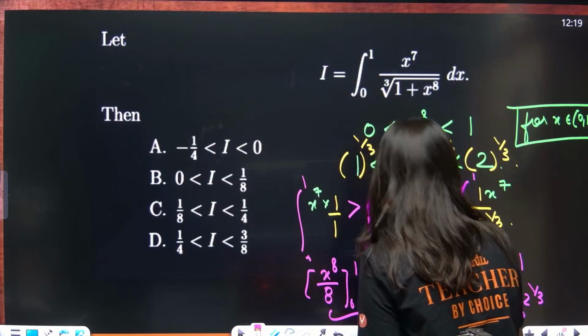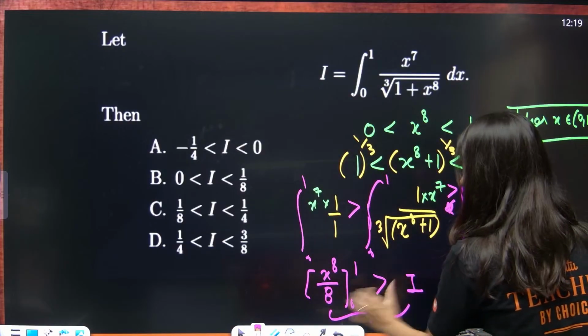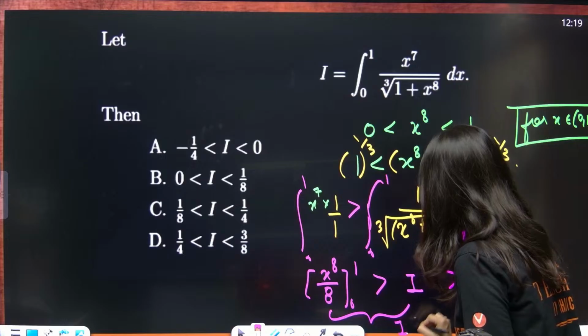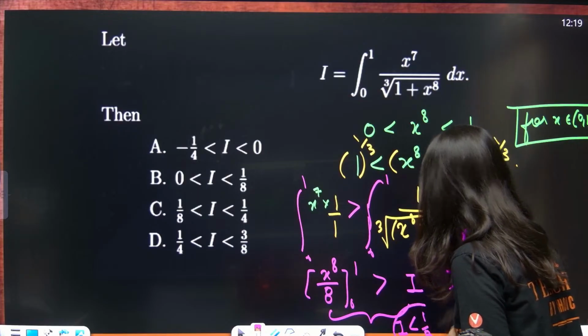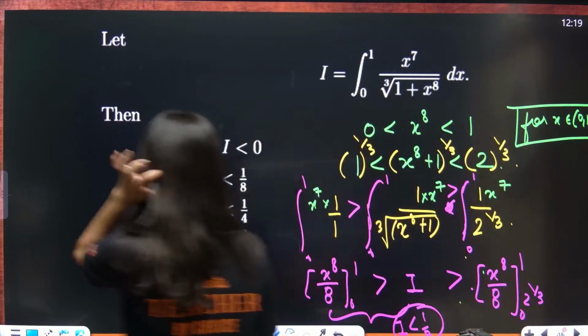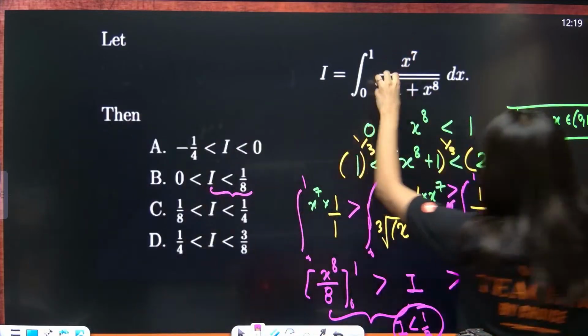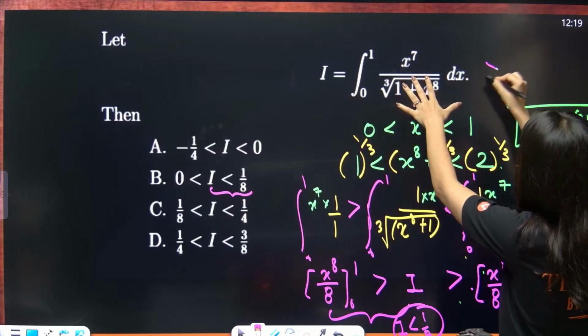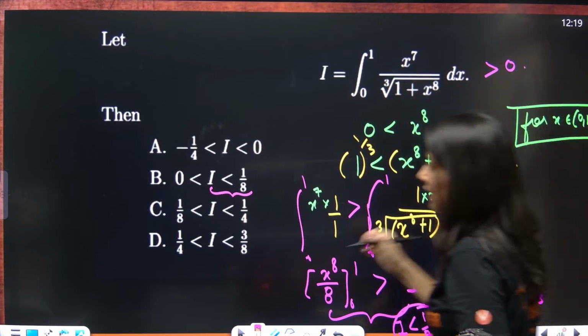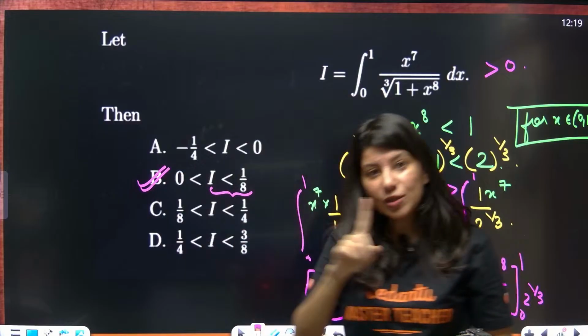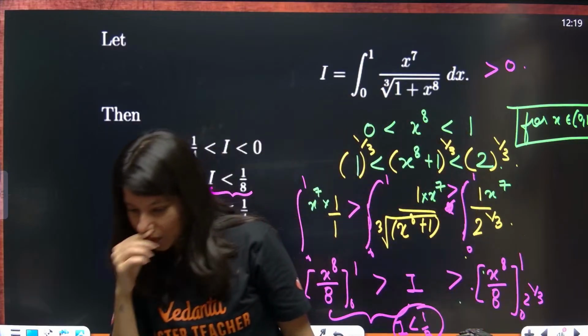I'm so sorry for this. I should be less than 1 by 8. Can you see I less than 1 by 8? And also, this integration cannot be negative. So I should be greater than 0, which we have done at the very first place. So option B is absolutely correct, okay.